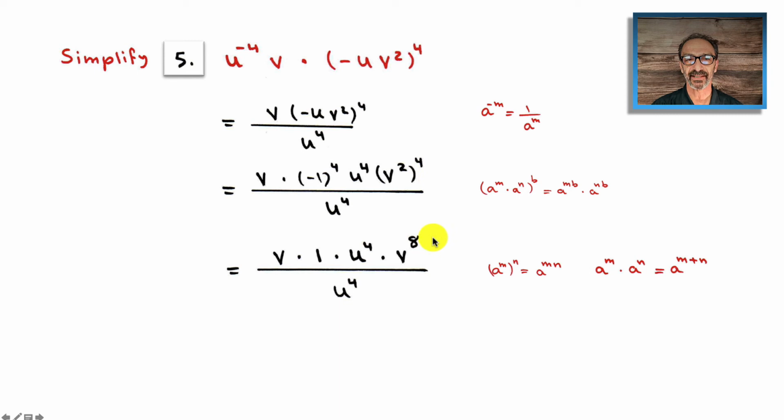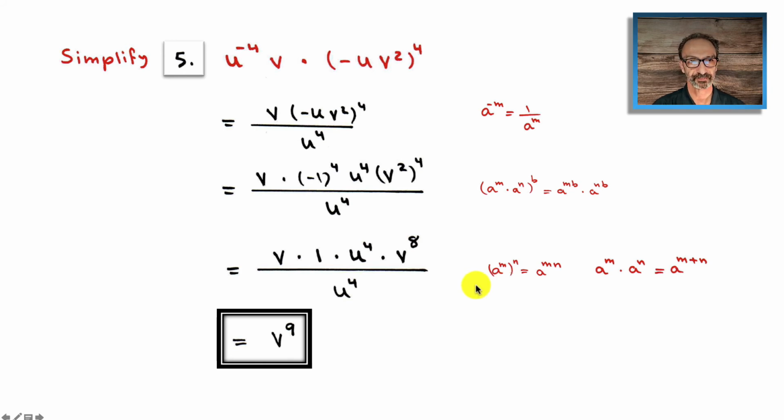4 times 2 is 8. We apply the power rule again. And we're going to add the exponents, which makes it v to the 8 and v to the first. Applying this rule will make it v to the 8 plus 1, which is v to the 9. These cancel. We don't need to write one. So the only thing that will stay with us is the v part, and it's, as I said, v to the 9.